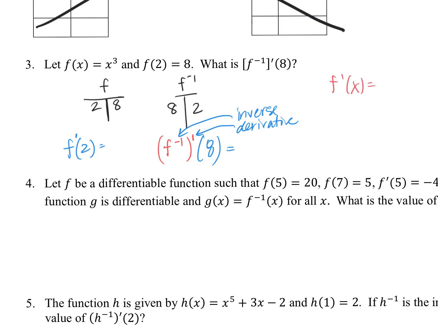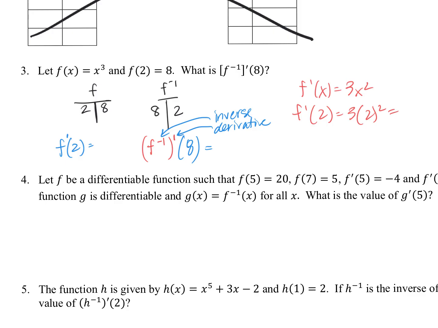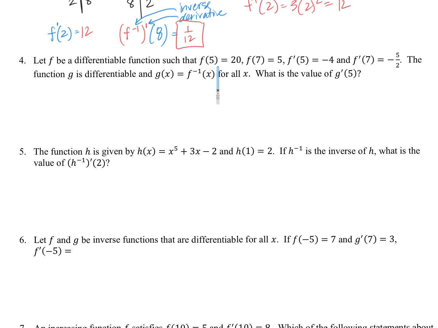What's f prime of x? 3x squared. So can we get f prime of 2? Say it again? 12. So if f prime of 2 is 12, because 2 squared is 4 times 3 is 12, what would its inverse's slope be when x is 8? 1/12. That's my answer.